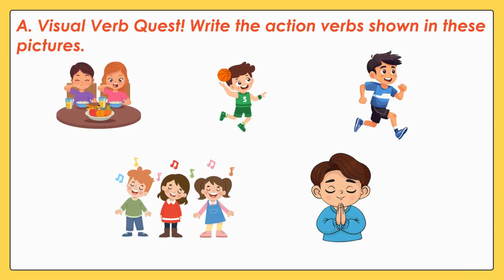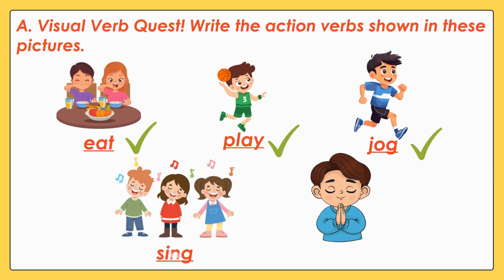Let's have an activity. Visual verb quest. Write the action verbs shown in these pictures. Number 1, eat. Correct. Number 2, play. Correct. Number 3, jog. Correct. Number 4, sing. Correct. And last, number 5, pray. It's correct. Good job, kids!